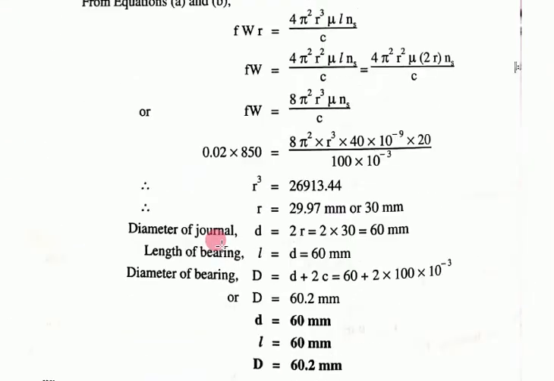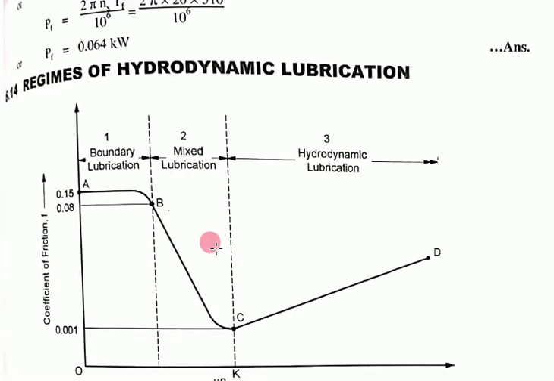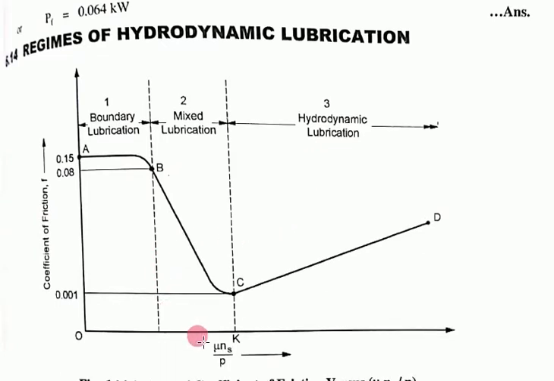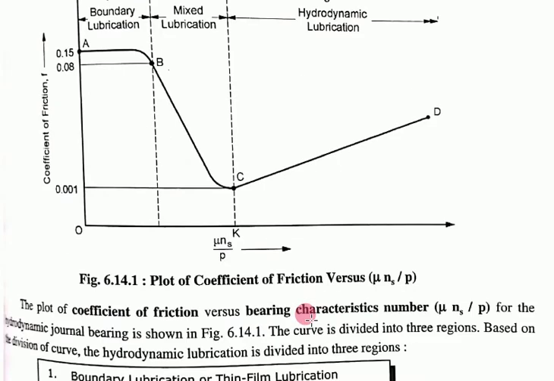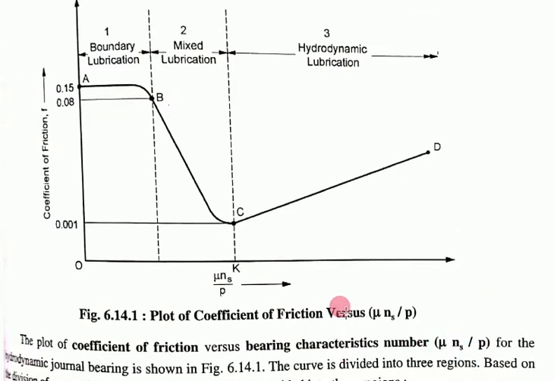Okay, now the next thing is regimes of hydrodynamic lubrication. Friends, regime means a system, a way of doing things, or a particular order of doing things. So when the shaft, or we can say journal, rotates in the bearing, how does it act actually? Here you can see this is mu Ns upon p. It is the bearing characteristic number, mu Ns upon p. We can find this value from Petrov's equation, right? And this is the coefficient of friction.